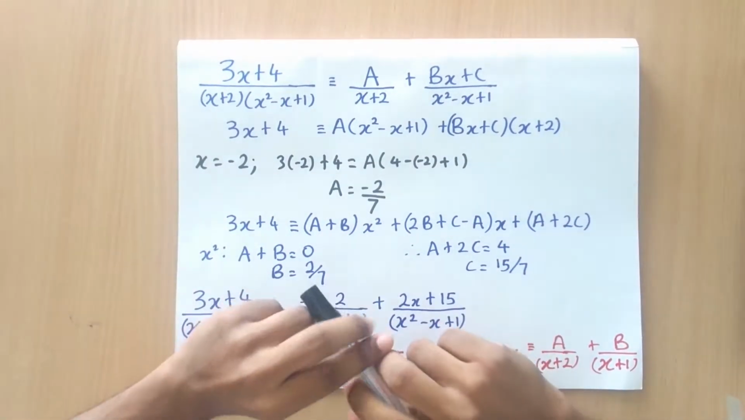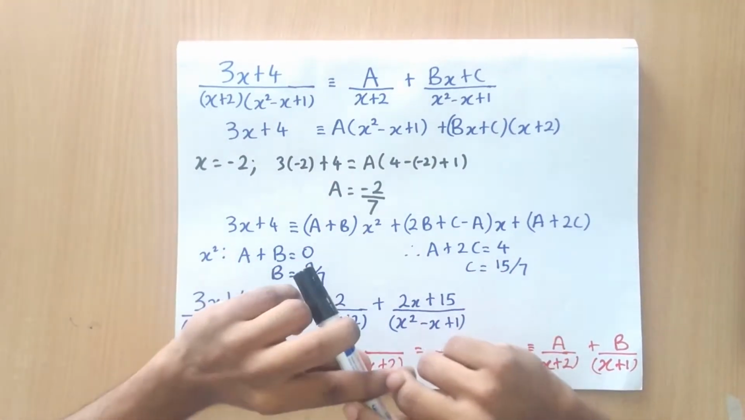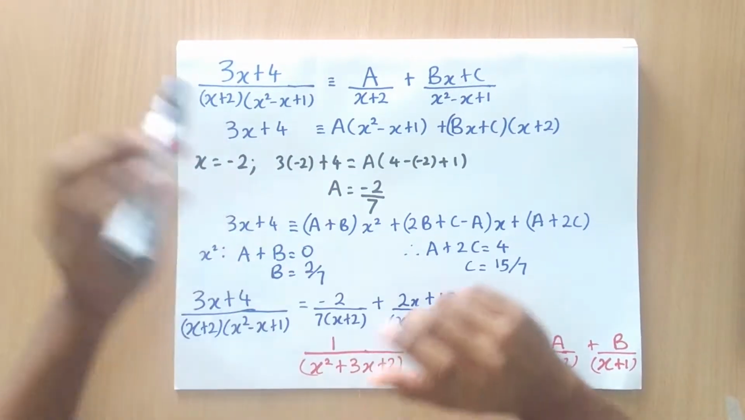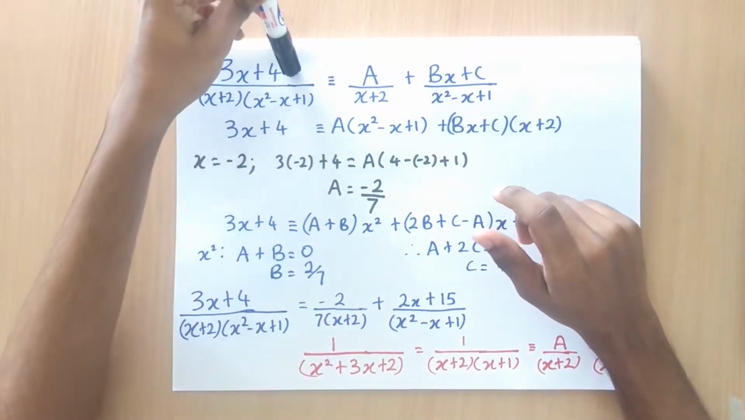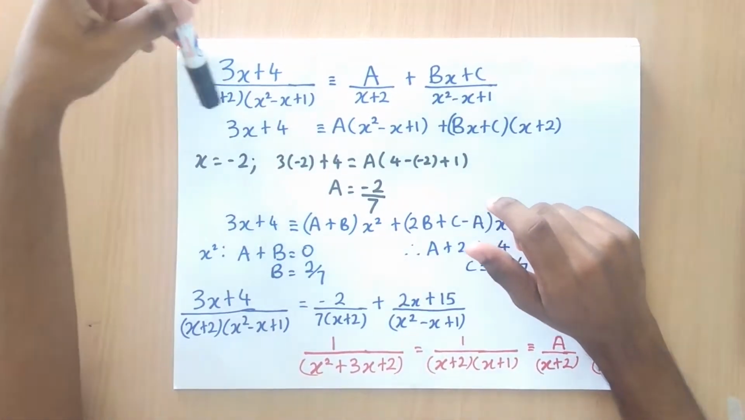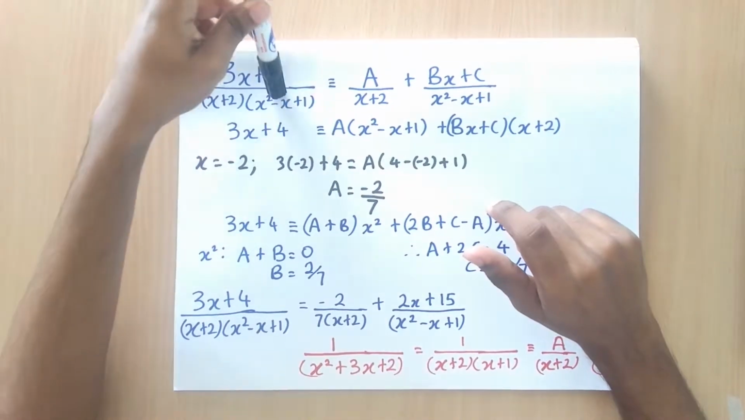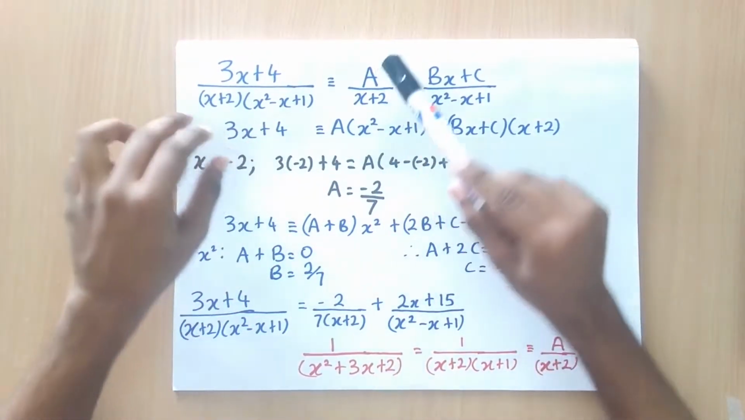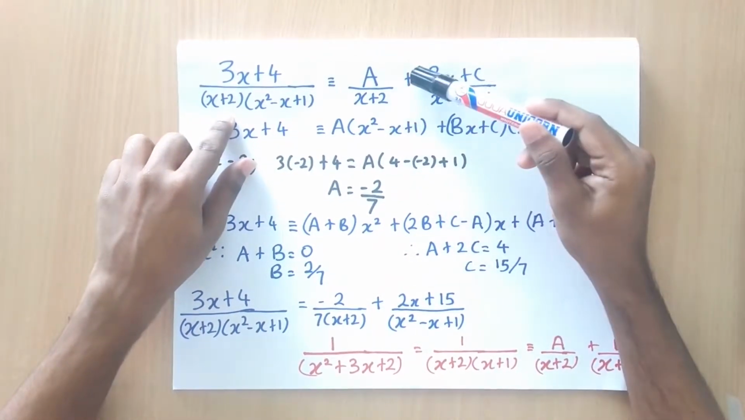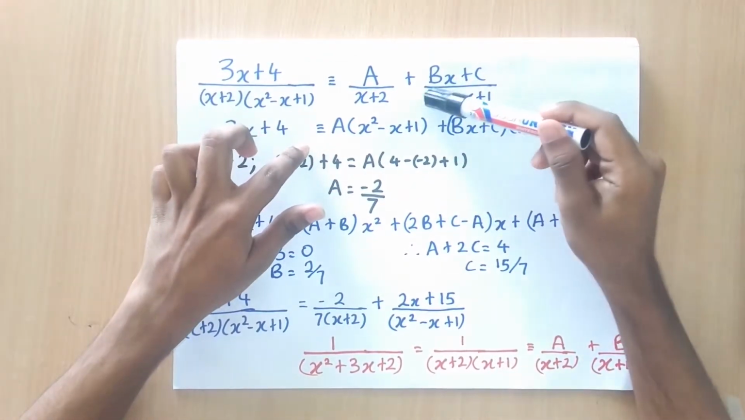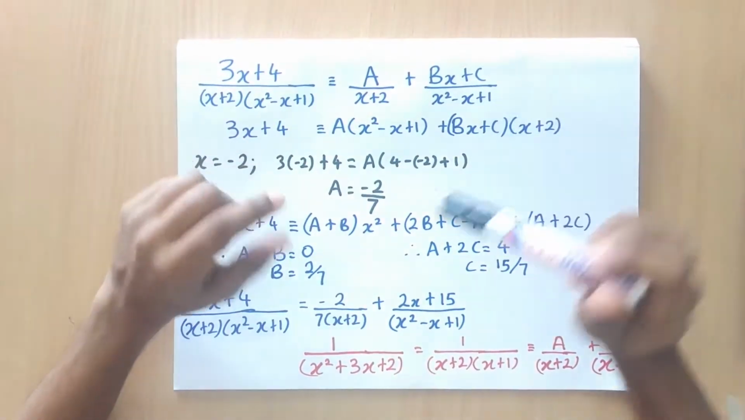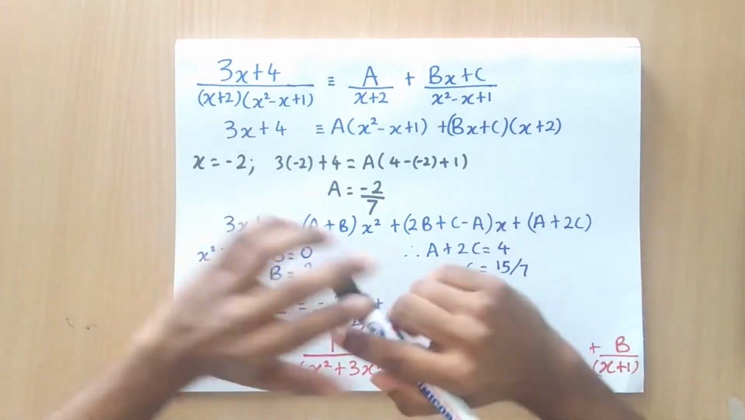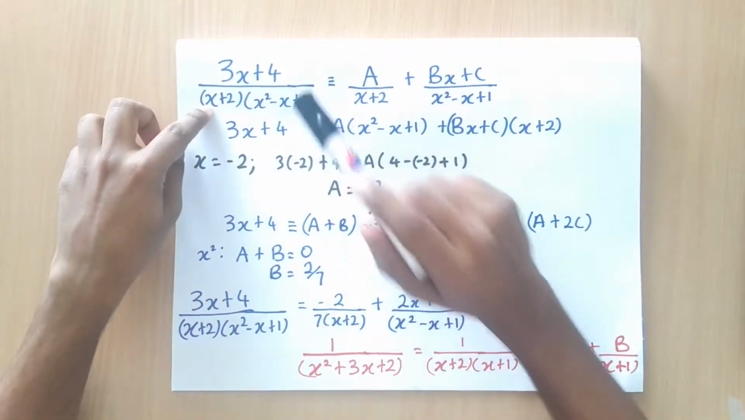Now for the second situation, let's look into partial fractions where the denominator is a quadratic function. For example, let's take this 3x plus 4 divided by x plus 2 multiplied by x squared minus x plus 1. So this we split as a over x plus 2 plus bx plus c divided by x squared minus x plus 1. Now we multiply it as we did before. We multiply by the denominator.